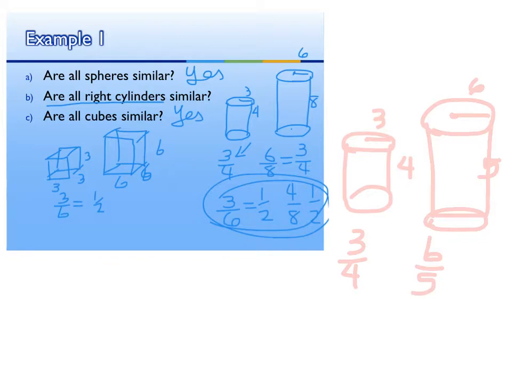Okay, so this is an example of a right cylinder that would not be similar. The radiuses, you would match them, or you could even do 3 to 6 and do radii to radii, and then 4 to 5. Either way, you're seeing that the ratios are not matching, so these would not be similar figures.